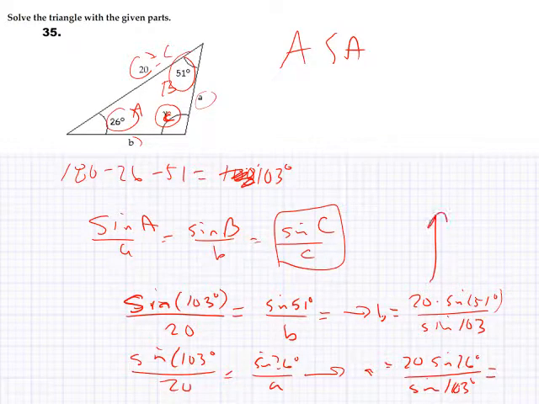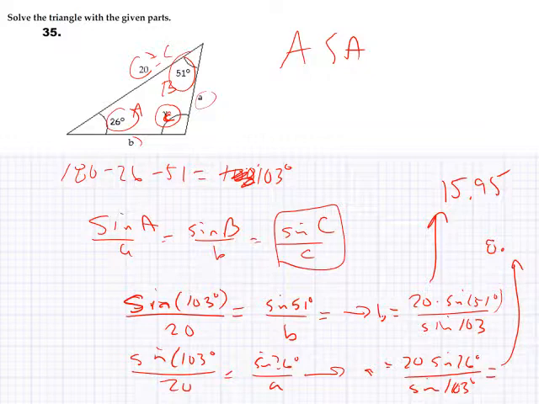So for B, if you do the calculation, you find it's about 15.95. And for A, if you do the calculation, you would get about 8.998, so let's round it to 9 even.